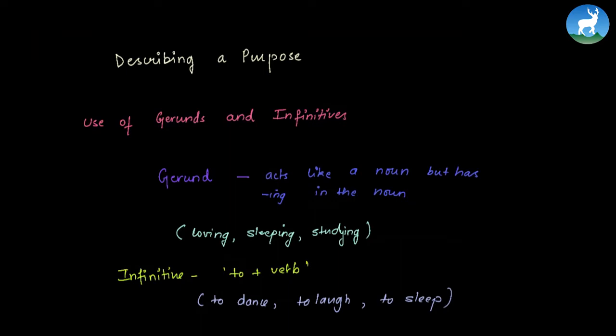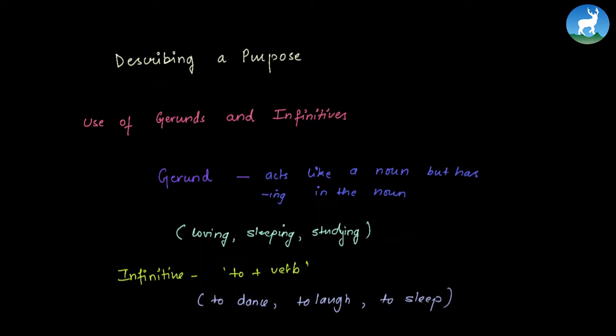डिस्क्राइब भनेको बुझाउनु हो र यो बुझाउनको लागि वी युज जेरन्ड्स एन्ड इन्फिनिटिभ्स. हामी जेरन्ड्स र इन्फिनिटिभ्सलाई युज गर्छौँ. जेरन्ड्स भनेको के हो भने कुनै पनि नामलाई हामीले आइएनजी लगाएर थपेर लेख्छौँ भने द्याट्स अ जेरन्ड. जेरन्ड भनेको लाइक if we use a noun with an ing, it's a gerund. For example, loving, sleeping, studying.